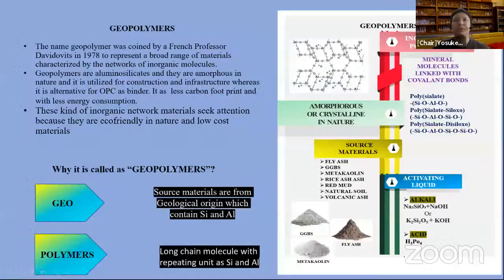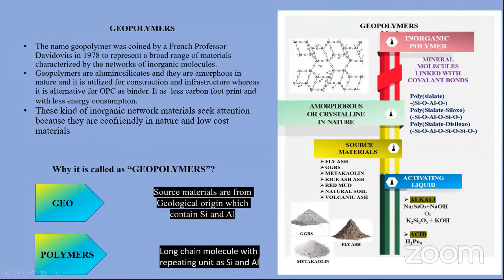So geopolymer, the name geopolymer was coined by French professor Davidovits in 1978 to represent a broad range of materials characterized by the network of inorganic molecules. So geopolymers are aluminum silicates. They are amorphous in nature and are utilized for construction and infrastructure, as an alternative to OPC as binder. It has less carbon footprint and less energy consumption.